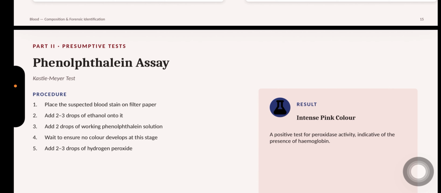Now, why hydrogen peroxide? Because hemoglobin behaves like a pseudo peroxidase and catalyzes the peroxide decomposition, oxidizing the phenolphthalein into its pink form. That is why an intense pink color confirms the presence of hemoglobin.